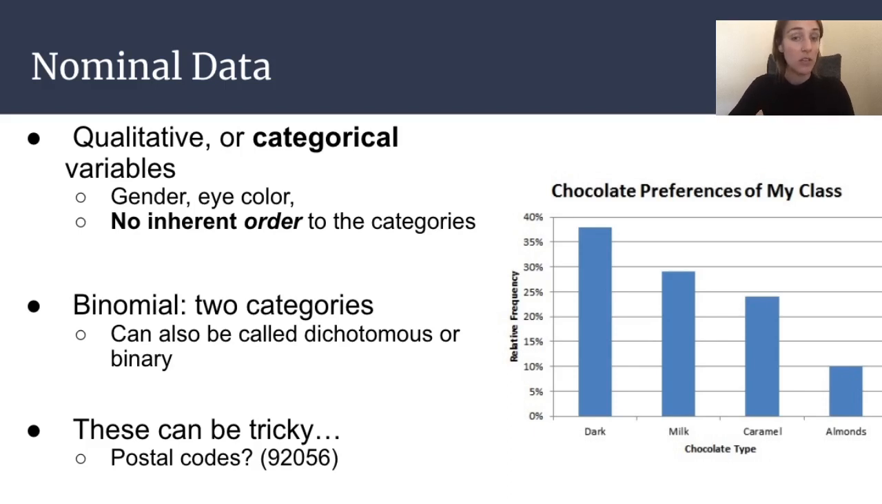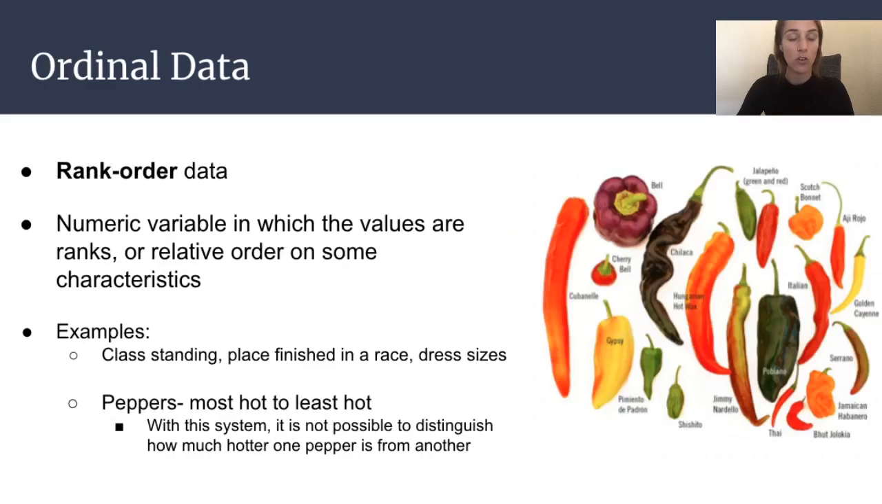One step up from this, we have what we call ordinal data. Ordinal is a bit like how it sounds in that there's an order to the data, right? There's no inherent order to nominal data, but there is an order to ordinal data. We put data into a rank order system here. So these are numeric variables in which the values are ranks or relative order on some characteristic.